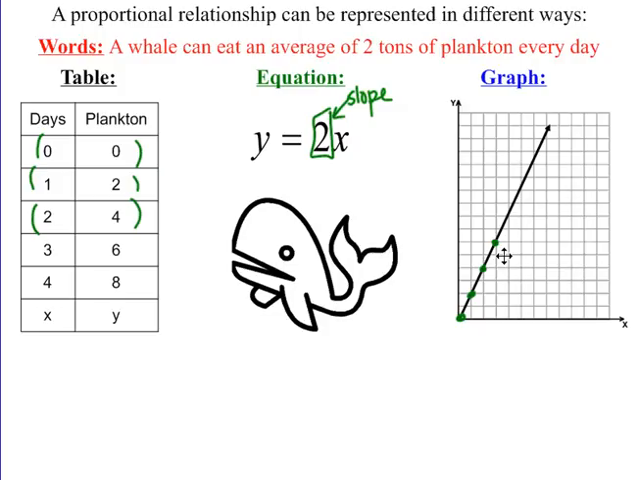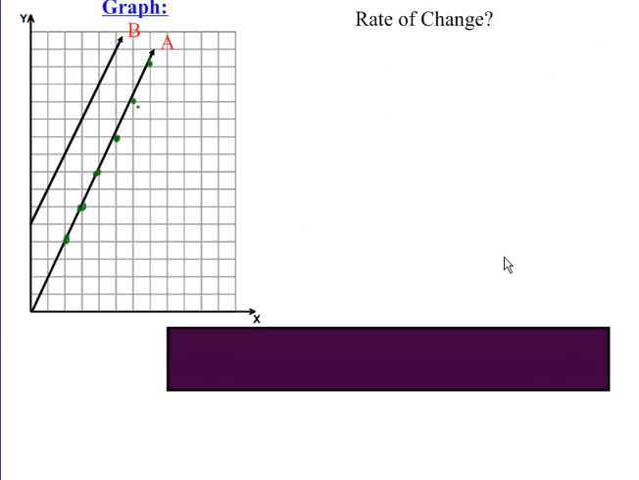Now let's take this a step further, and look at tables, equations, and graphs, and being able to tell the difference between when something's proportional and when something's not proportional. So let's start with the graph. What we're going to do is take a look at rate of change. In other words, we're going to take a look at slope. And we'll start with line A.